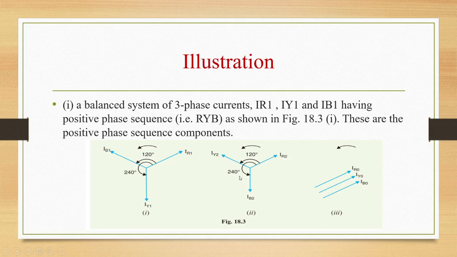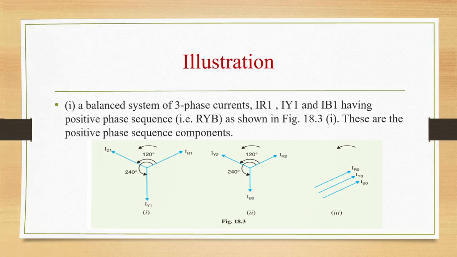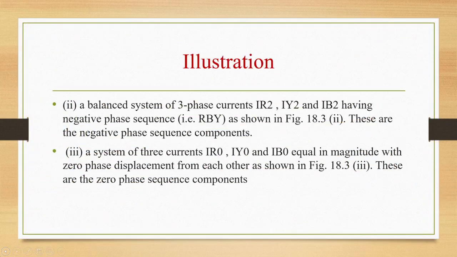The second one is a balanced system of three-phase currents IR2, IY2 and IB2 having negative phase sequence, that is RBY. So here we can see the direction as RBY. Earlier, in the first one, we saw RYB. In the second system we are taking RBY. This is shown in the second figure, and these are the negative phase sequence components.